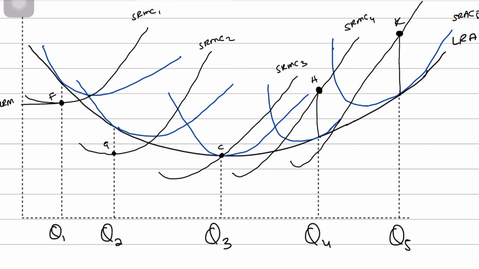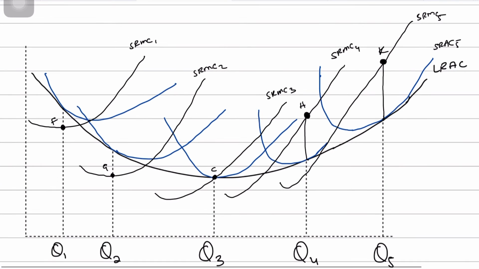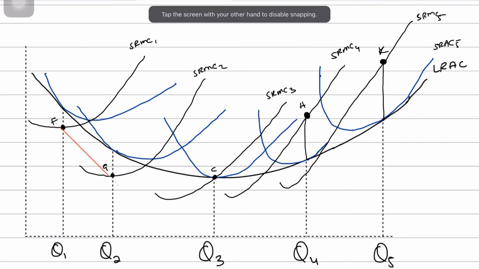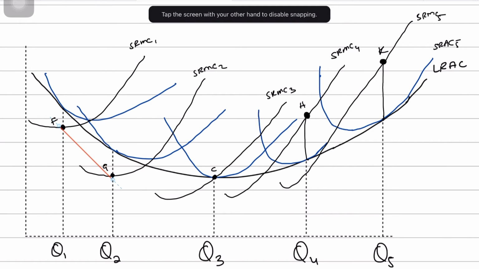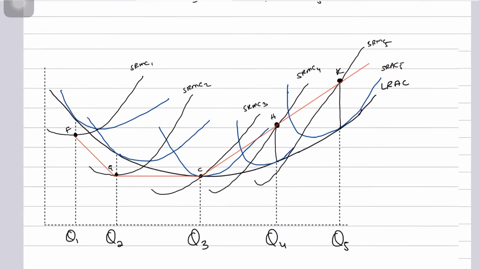So let's erase this to make the diagram clearer. Now guys, what I'm going to do is join these points, right? So if I join these points, let's try to join this using a scale. If I join F to G, and then join this till here, and then like this, and then like this, and then like this. So now this is my long run marginal cost curve.